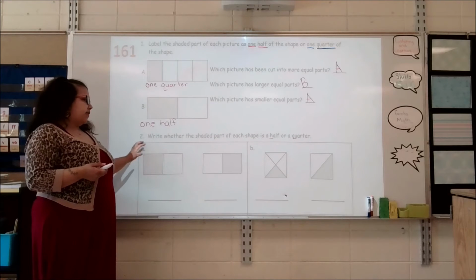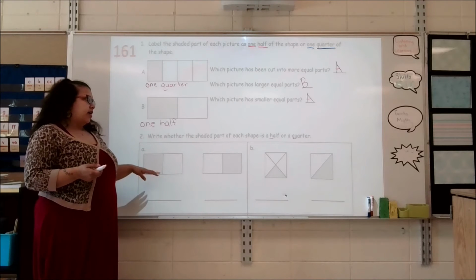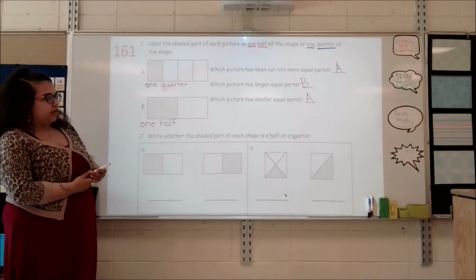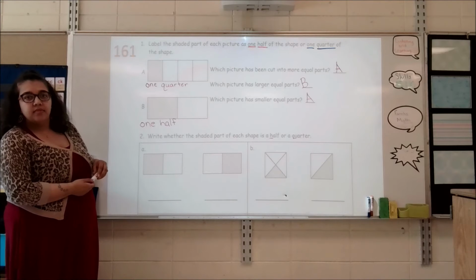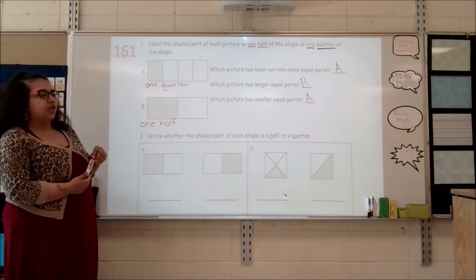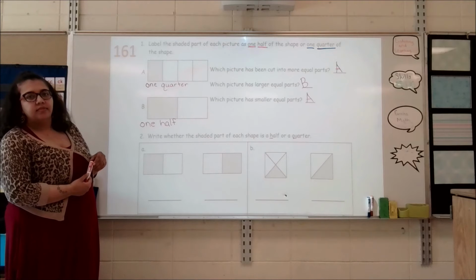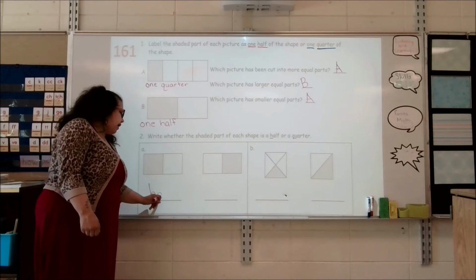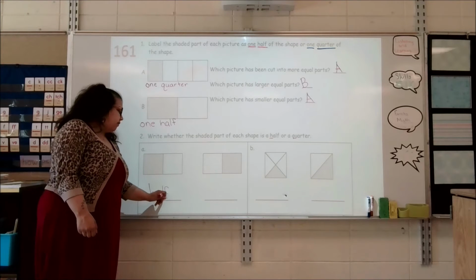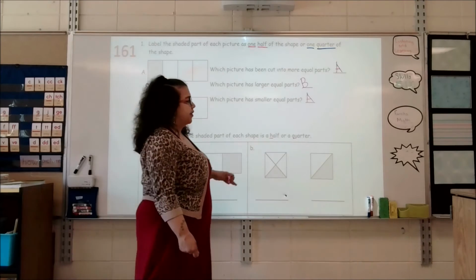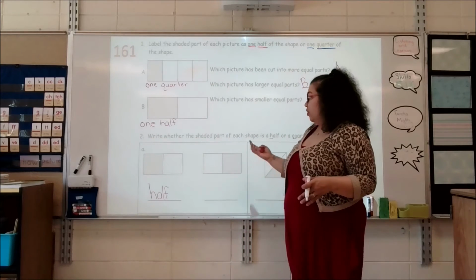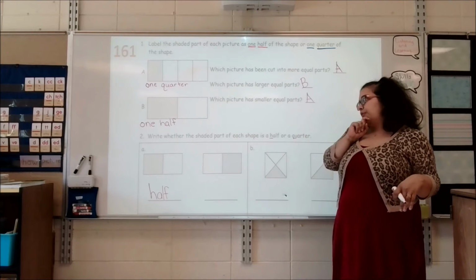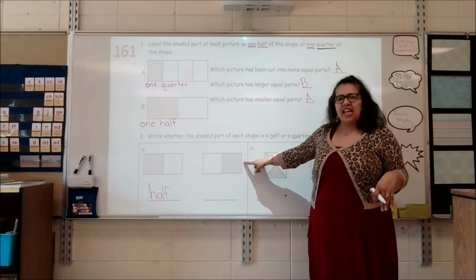So right here, is the shaded part of this shape a half or a quarter? Is half of this shape colored in? Or is a quarter of this colored in? Half. Excellent. Half. Knowing that first sound will help you figure out which word it is, even if you try to work this by yourself after having had the directions read to you. So set your paper up to help you out. What about this one? It's not the same, is it?